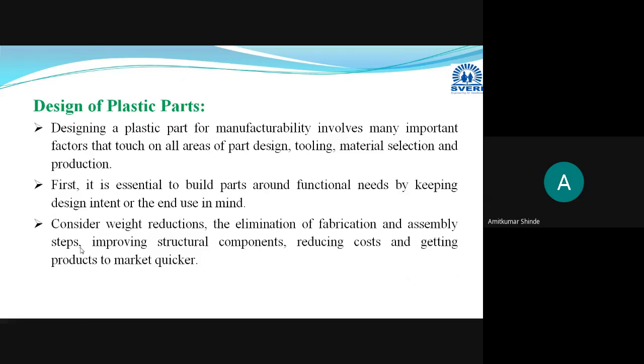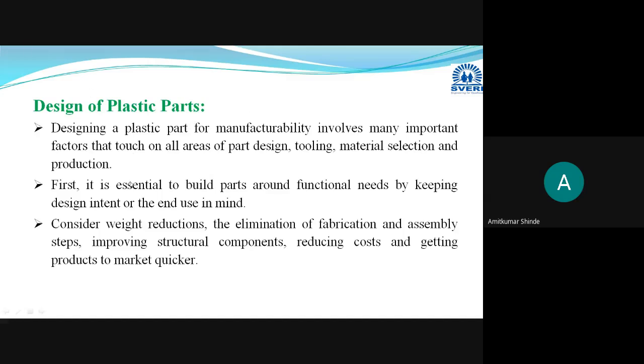Okay, we will first go over a little summary related to the points. The basic points you are going to consider, or the broader aspect. What is the broader aspect while considering the design of any plastic part? Designing a plastic part for manufacturability involves many important factors from all areas of part design, then its tooling and material selection and its production.